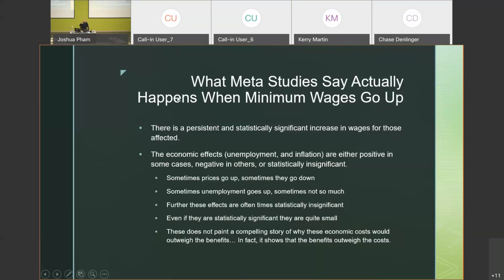If you find positive price increases, you'll find a very small percentage increase per 1% increase in the minimum wage. That's how they measure it and try to model it. So sometimes prices go up, sometimes prices go down. Sometimes unemployment goes up, sometimes not so much. Further, these effects are often statistically insignificant when they are found and measured. And even if they are statistically significant, they're often very small in impact. So this does not paint a compelling story or convincing narrative of why you should be so worried about these price increases or unemployment.